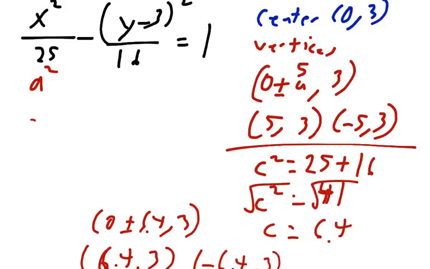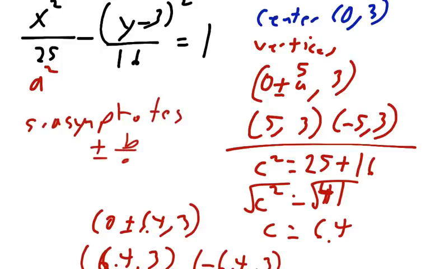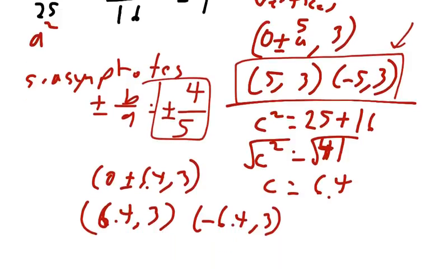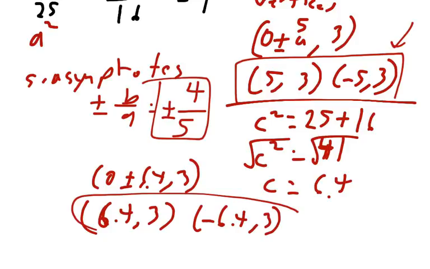For the slopes of the asymptotes, it is plus or minus b over a, which in this case is plus or minus 4 over 5, because the square root of 16 is 4 and the square root of 25 is 5. So we have our center, we have our vertices, we have our slopes, and we have our foci.